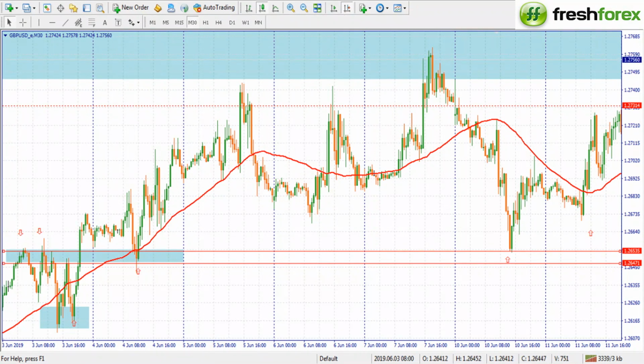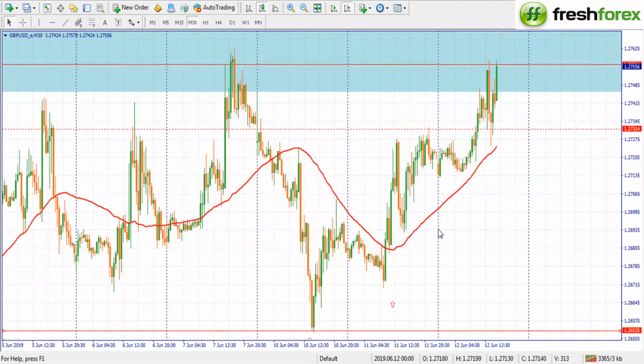Like this, I would buy, I would sell, I would sell. It's a break, I would buy. If price comes back to the same place, still do buy.